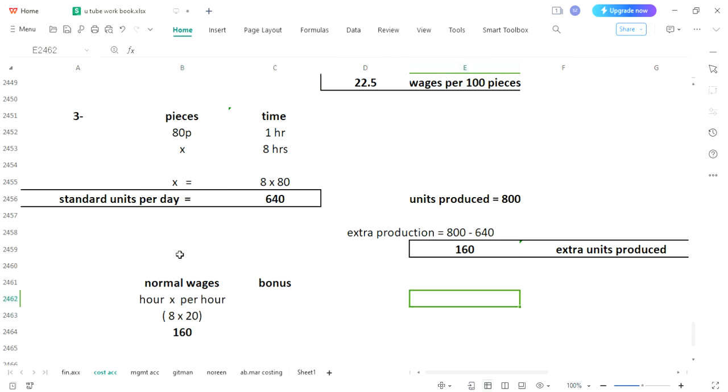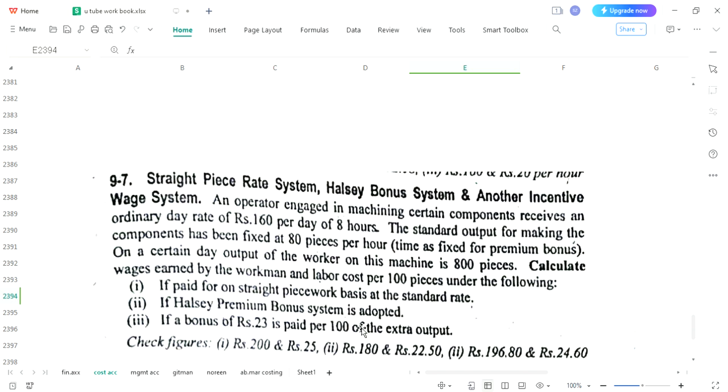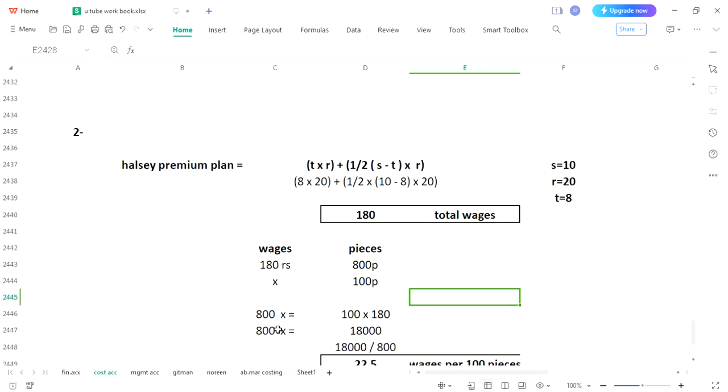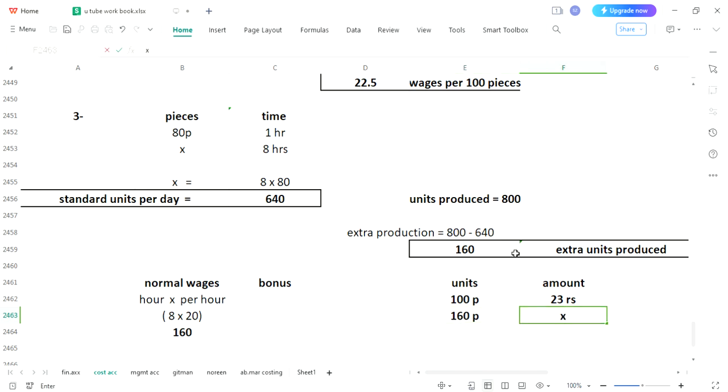Here we will calculate our bonus. Look at what we have discussed: extra units or pieces are compared with amount. So go back to the question: how much amount would be paid for 100? For 100 extra units, 23 rupees would be paid. And how many extra units has this worker made? That is 160 pieces. For this, how much amount would be paid?